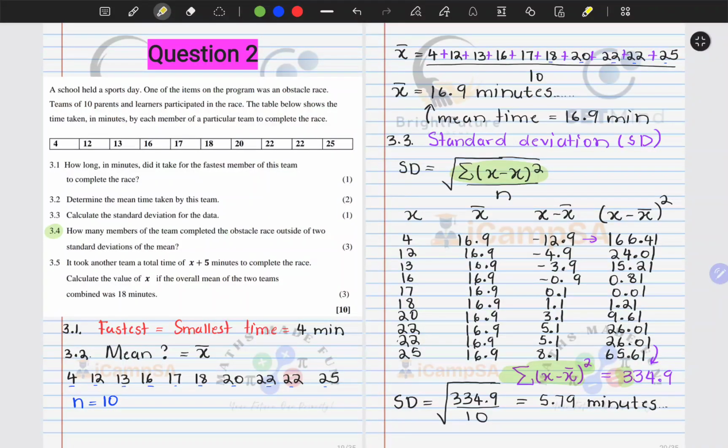Then for 3.5, and I think I might leave this as your homework, we are told it took another team member a total of x plus 5 minutes to complete the race, and we need to calculate the value of x if the overall mean of the two teams combined was 18 minutes.